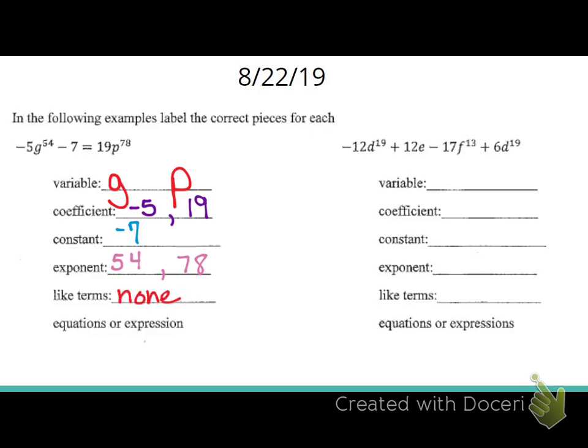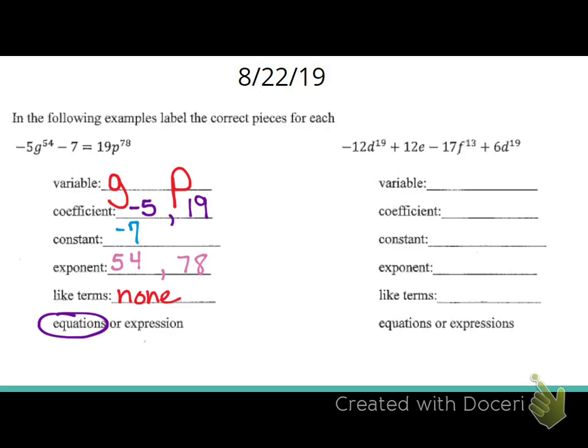And then equation or expression. How do you know? It has an equal sign. Just out of curiosity, how many terms do I have in that equation? How many terms are there? 3. Remember, terms are basically anything that's separated by a subtraction, addition, operation sign, or equal sign. So we have 1, 2, 3. So 3 terms. All right, let's look at the next statement here.